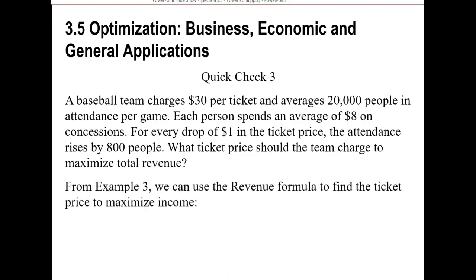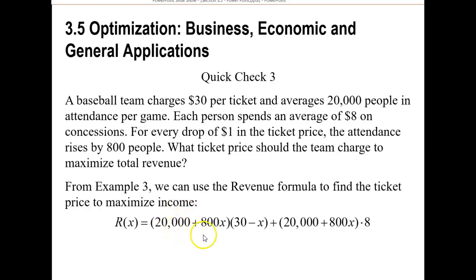All right, so the revenue formula from the previous example. They average 20,000 people in attendance per game. x is going to be how much they should decrease the price by. So the number of people is going to be 20,000. They're going to increase by 800 people for every $1 drop in price. So if x is the number of dollars you're going to drop in price, 800 times that is how much you're going to gain onto the 20,000 people.